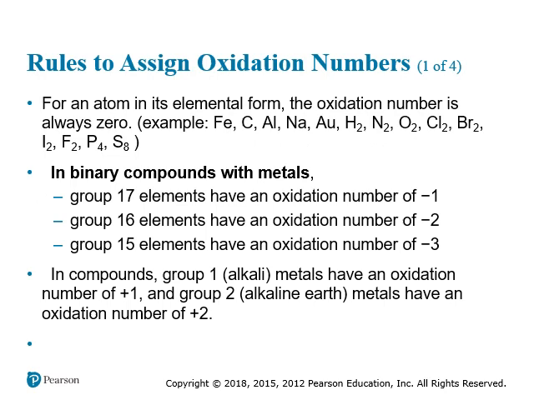And here we go. For an atom in its elemental form, the oxidation number is always 0. What does that mean? That means if iron or carbon or aluminum or sodium or gold or diatomic hydrogen or diatomic nitrogen, if any of these things appear in an equation as the element itself, the oxidation number of that element is going to be 0.